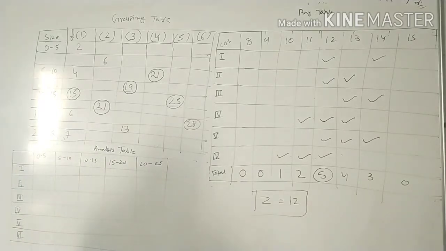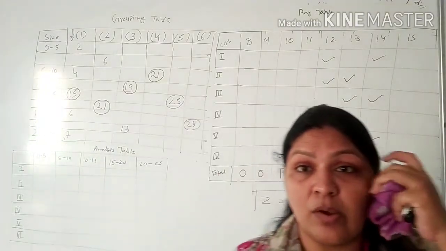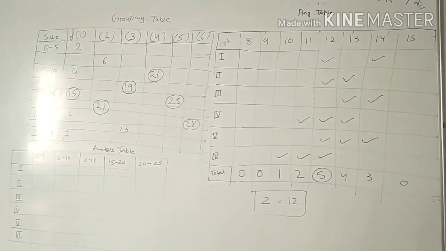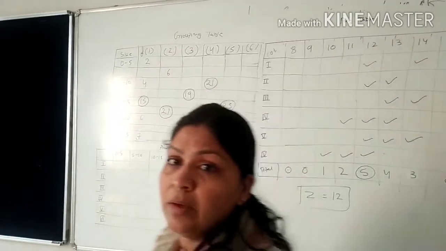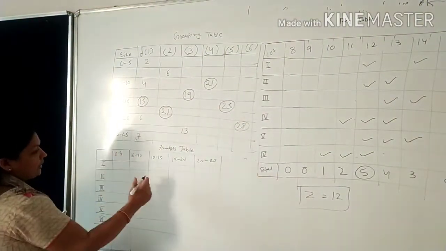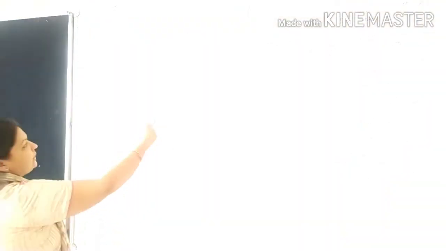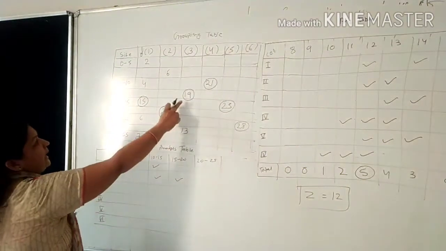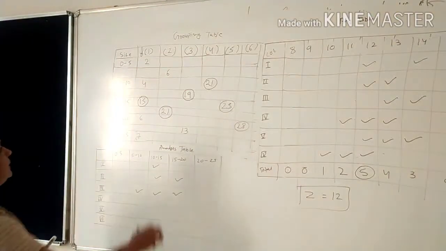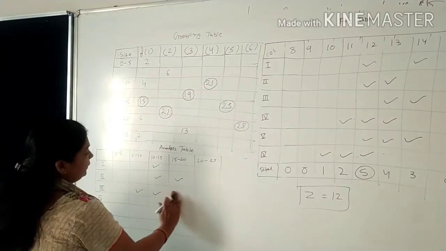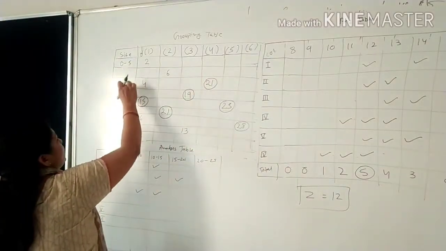Clear? Now put the tick mark in these columns. Put the tick mark in these columns. So the first one is, which one is the highest, 15 is the highest, so 10 to 15. Clear? Now 21, it means 10 to 15 and 15 to 20. Now 19, it means 5 to 10, 10 to 15 and 15 to 20. No, this is a total of 2, so 5 to 10 and 10 to 15. Now 3, this one, 1, 2 and 3.